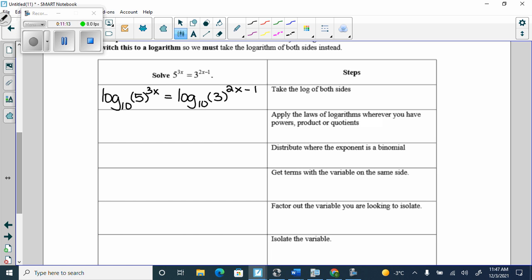What's my next step? Take the exponents and drop them in front by the power rule. So we're going to go 3x log base 10 of 5 equals (2x minus 1), and I put it in brackets so I remember to distribute, log base 10 of 3.